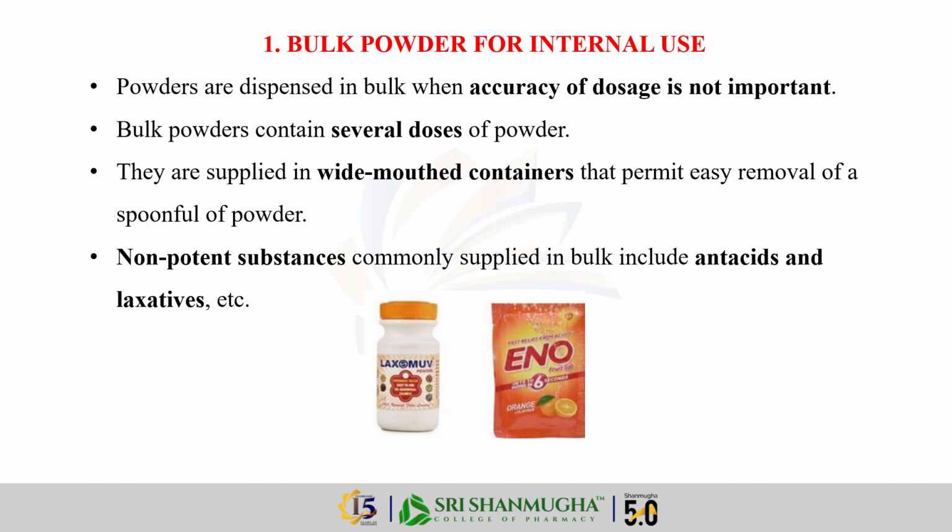Bulk powders. Bulk powders are used when the exact dose isn't critical, like antacids or laxatives. They are used when accuracy of dosage is not important. They contain several doses of powder. They are supplied in wide-mouthed containers that permit easy removal of a spoonful of powder. Non-potent substances commonly supplied in bulk include antacids and laxatives.